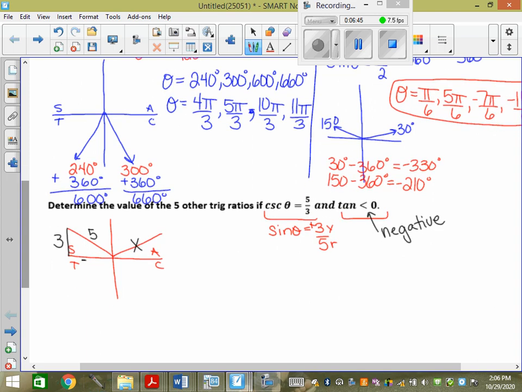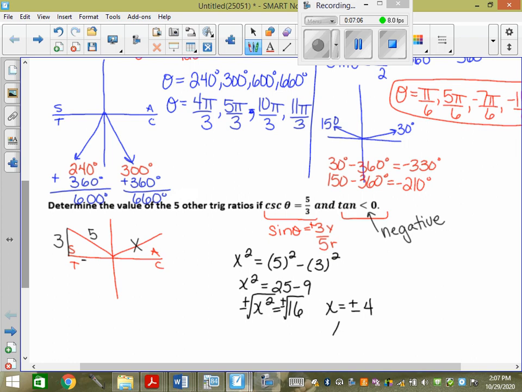Pythagorean theorem. So I'm going to go x squared equals 5 squared minus 3 squared. x squared equals 25 minus 9. x squared equals 16. Plus or minus, x equals plus or minus 4. And we know because we drew it, it's actually negative 4.